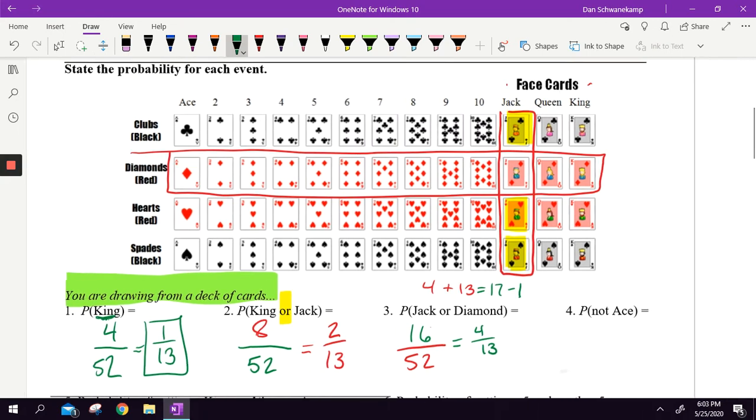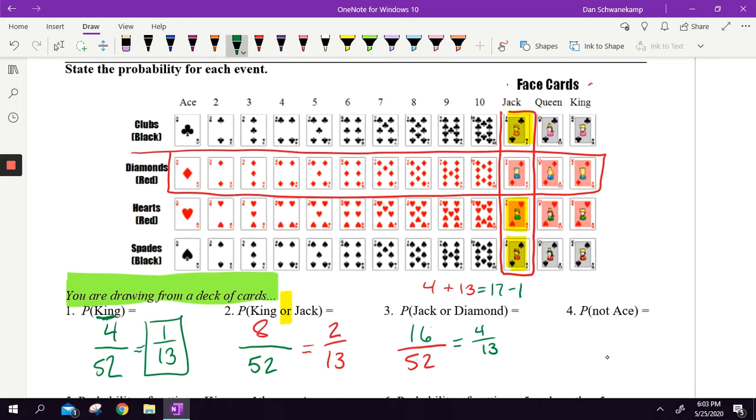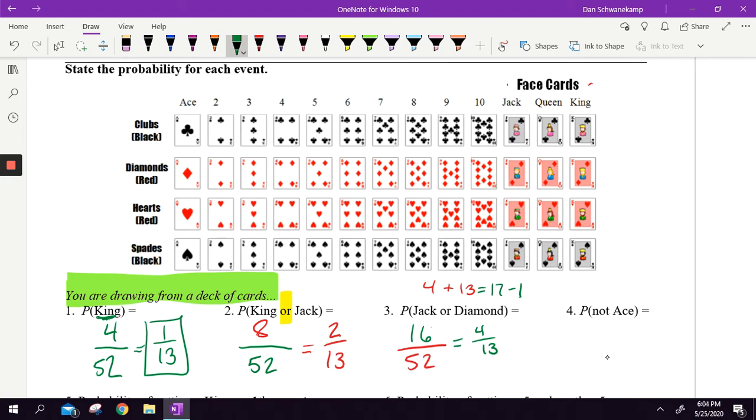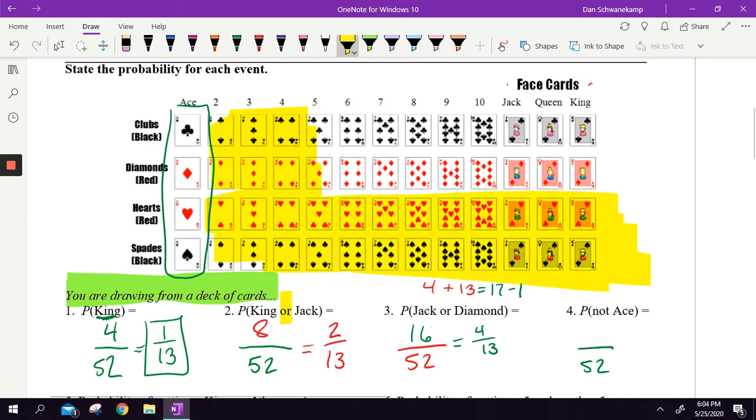All right, let's keep rolling along here. Probability of not an ace. So again, we've got 52 cards to choose from. Not an ace. Well, here are all the aces. So that's not a win. That's not a successful event if I pick an ace. If I want the success of not an ace, it's all of these other cards that are not an ace. That is a success. So how many cards are there? Well, it's 52 minus these 4. So there's 48 cards that would make this successful. 48 divided by 52 is going to get me 12 out of 13.